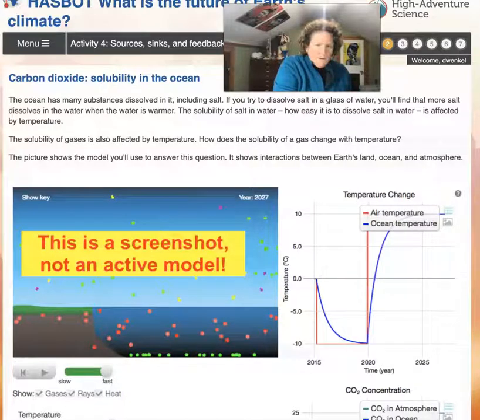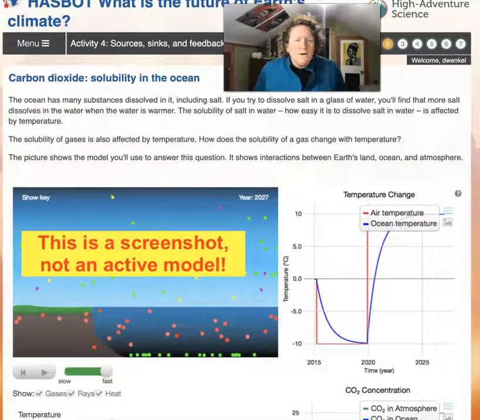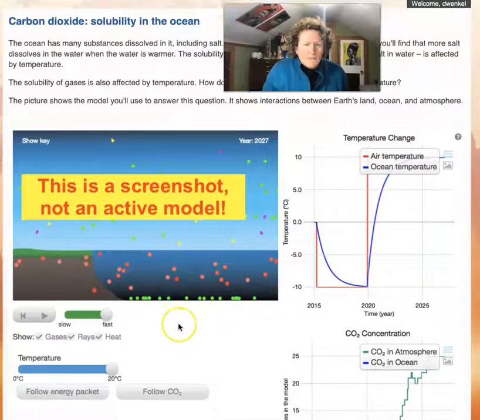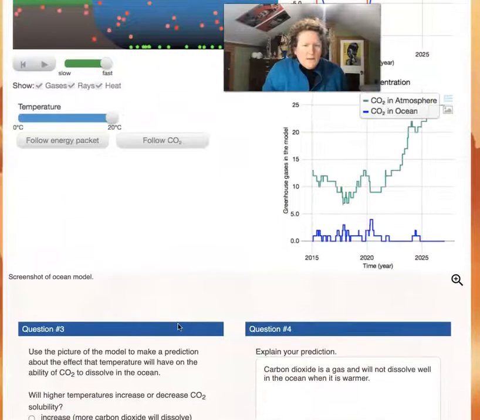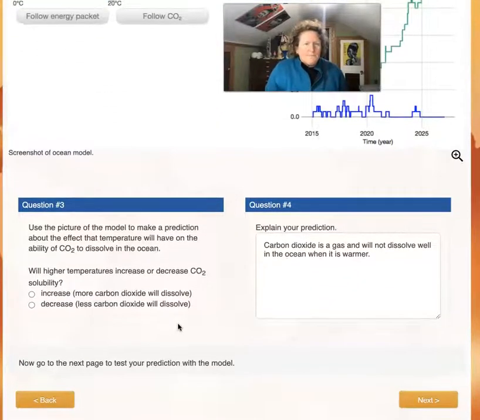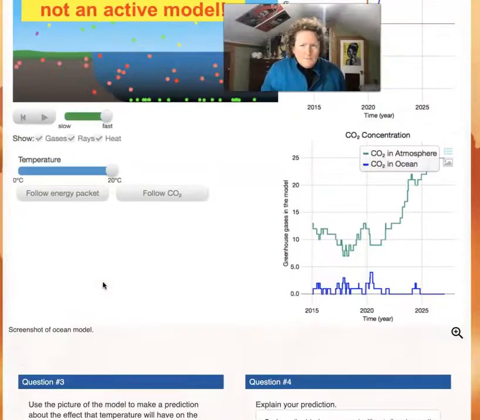So now that we know about how water holds carbon dioxide, which you already probably knew because you like ice in your soda, we can think about using the picture of the model to make a prediction about the effect that temperature will have on the ability of the CO2 to dissolve in the ocean. Will the higher temperatures increase or decrease CO2 solubility?